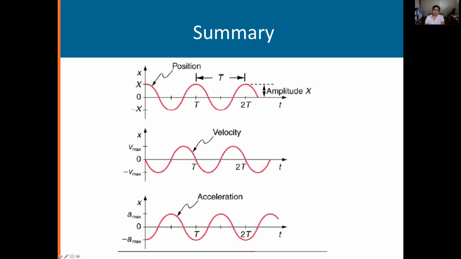So in summary, we have seen how the spring mass system has a variation of position with time, or displacement with time, and this is a cosine curve. And then how it's related to the velocity time curve, which is a sine curve, and then the acceleration time curve, which is another cosine curve with a negative sign.